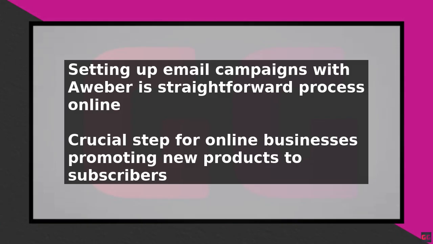The process begins on the AWeber home screen, where you click on the Campaigns button, represented by 3 little dots and a thunderbolt. This leads to a drop-down menu, where you select Campaigns to view existing campaigns or create a new one by clicking Create Campaign on the top right.